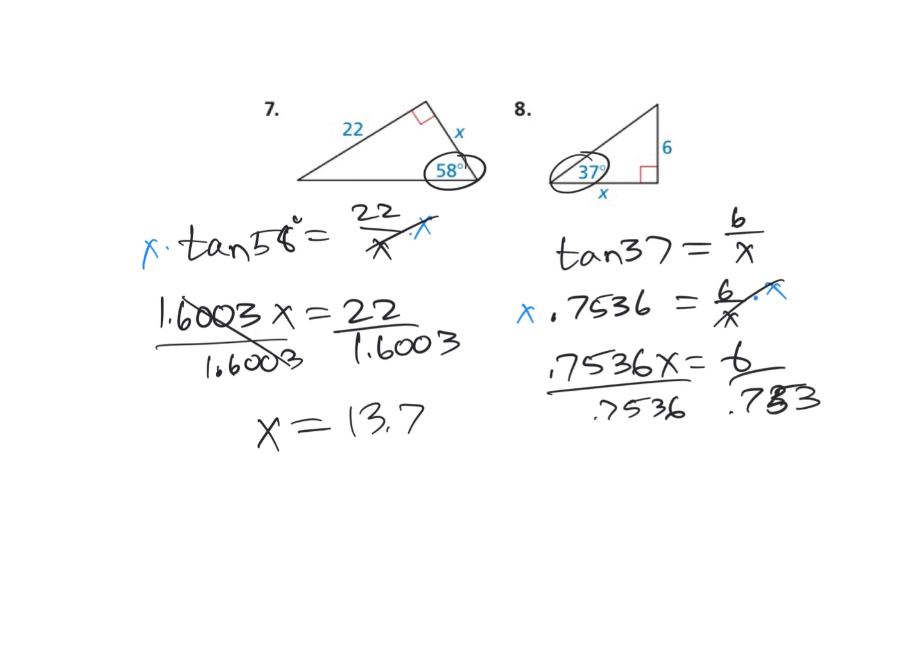x equals 6 divided by 0.7536. And that's going to be 7.96 or 8. We say approximately 8.0. That way we know it was rounded.